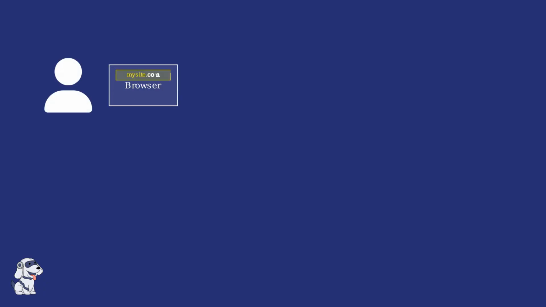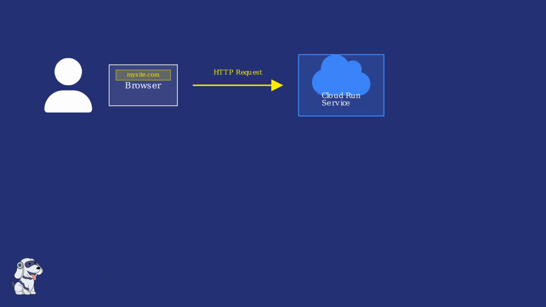Understanding HTTP sessions requires following the complete data flow from user to server and back. Let's walk through this step by step, starting when a user first visits your website. When the user visits your site, their browser sends an HTTP request to your Cloud Run service. This is the first interaction in what will become a session.